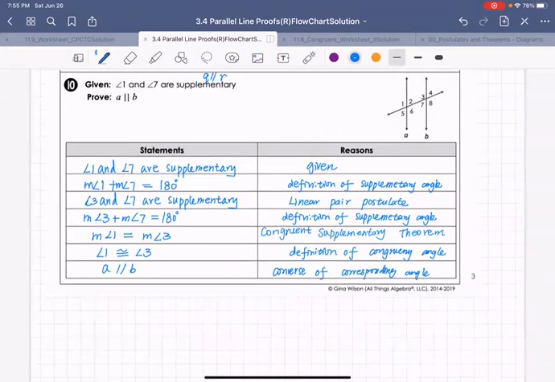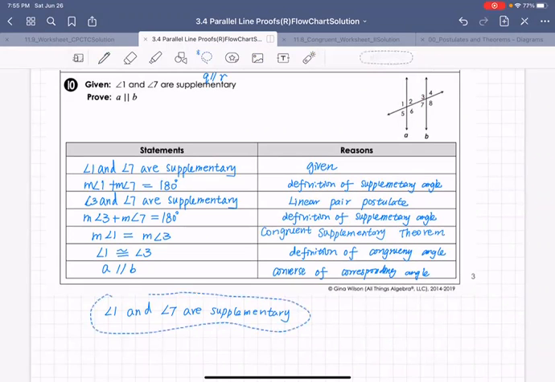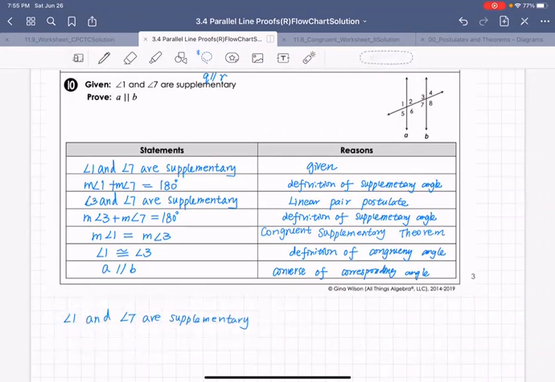Angle 1 and angle 7 are supplementary. These two are supplementary. Okay. What else do we know? It's given. This is because of given.